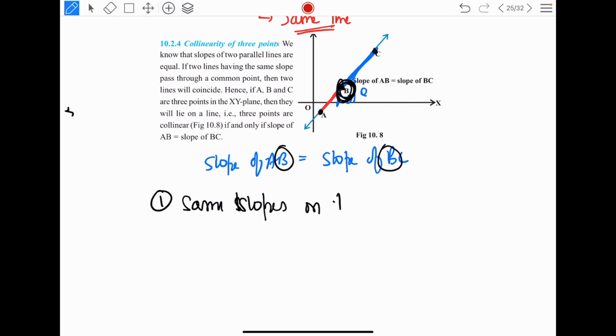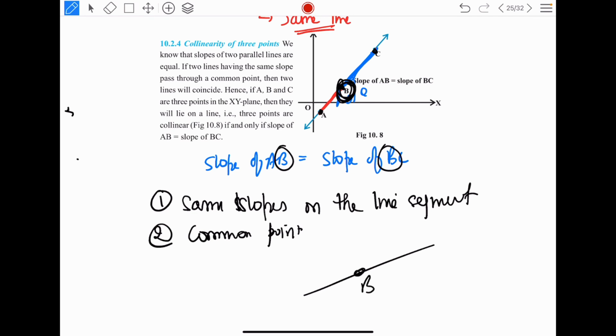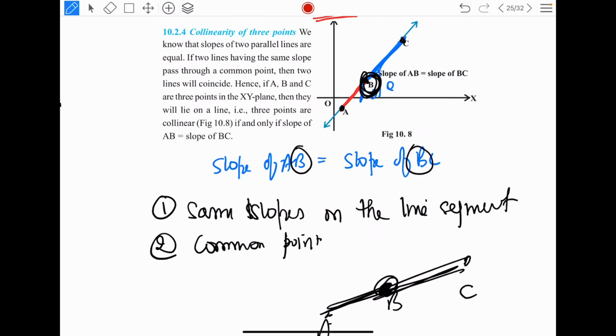So for collinear, you have to have, number one, the same slopes on the line segments. Number two is a common point. Same slope, so you have understood they are segments, they'll make the same angle with the axis. The more important point is they must have a common point also. Then only we can say 3 points are on a line. So AB is making the same slope, BC is making the same slope, and it has B in common. That means they are all lying on the same line. Otherwise, they are parallel.